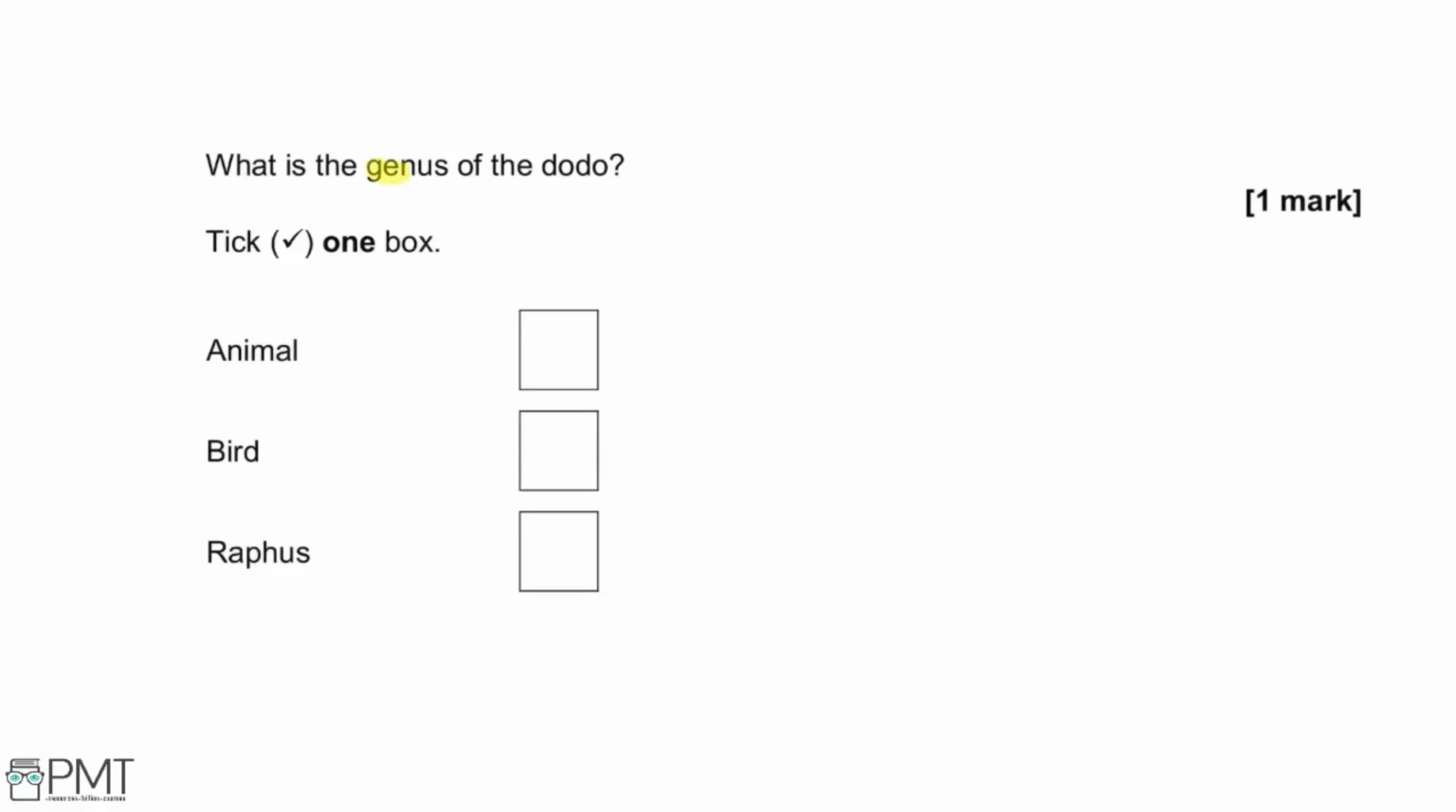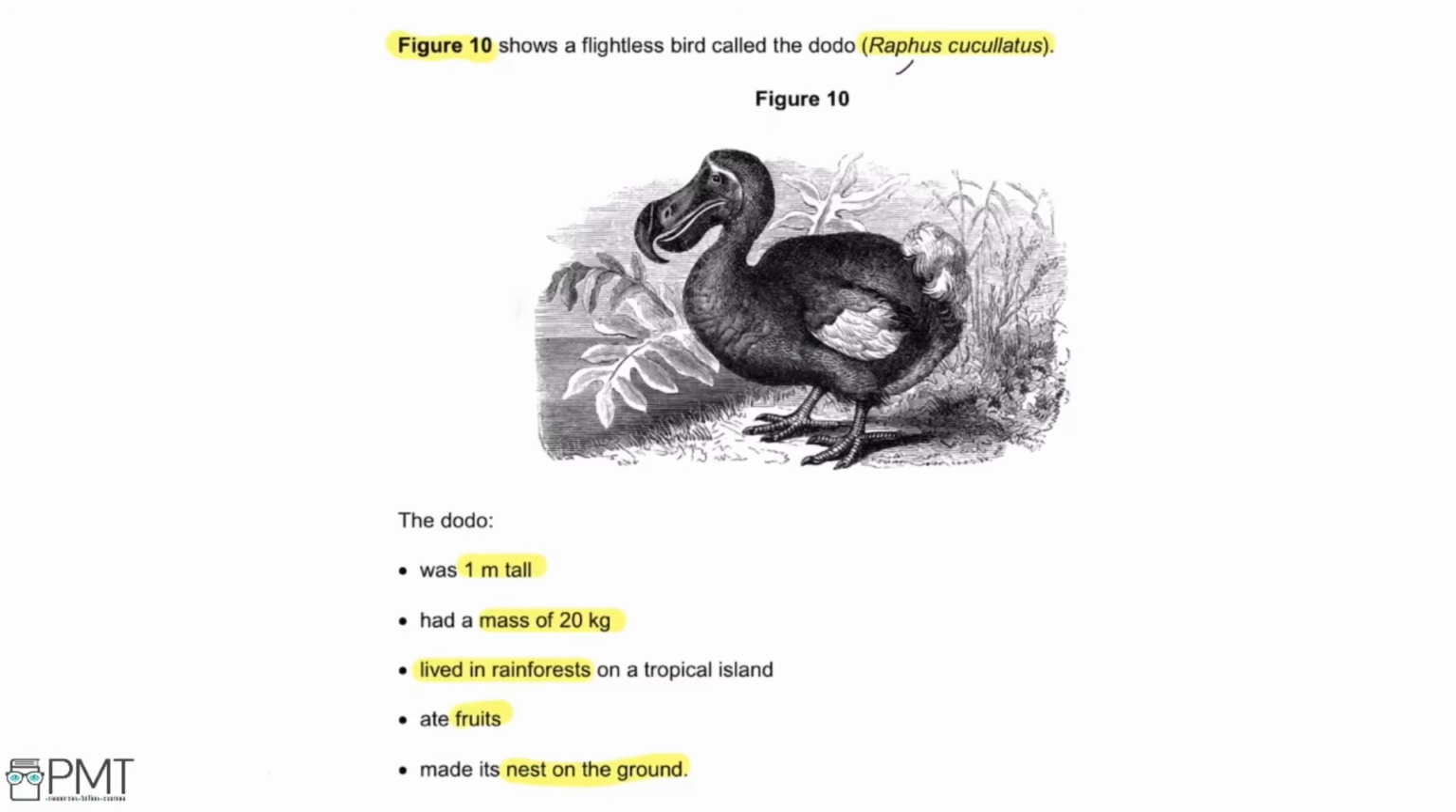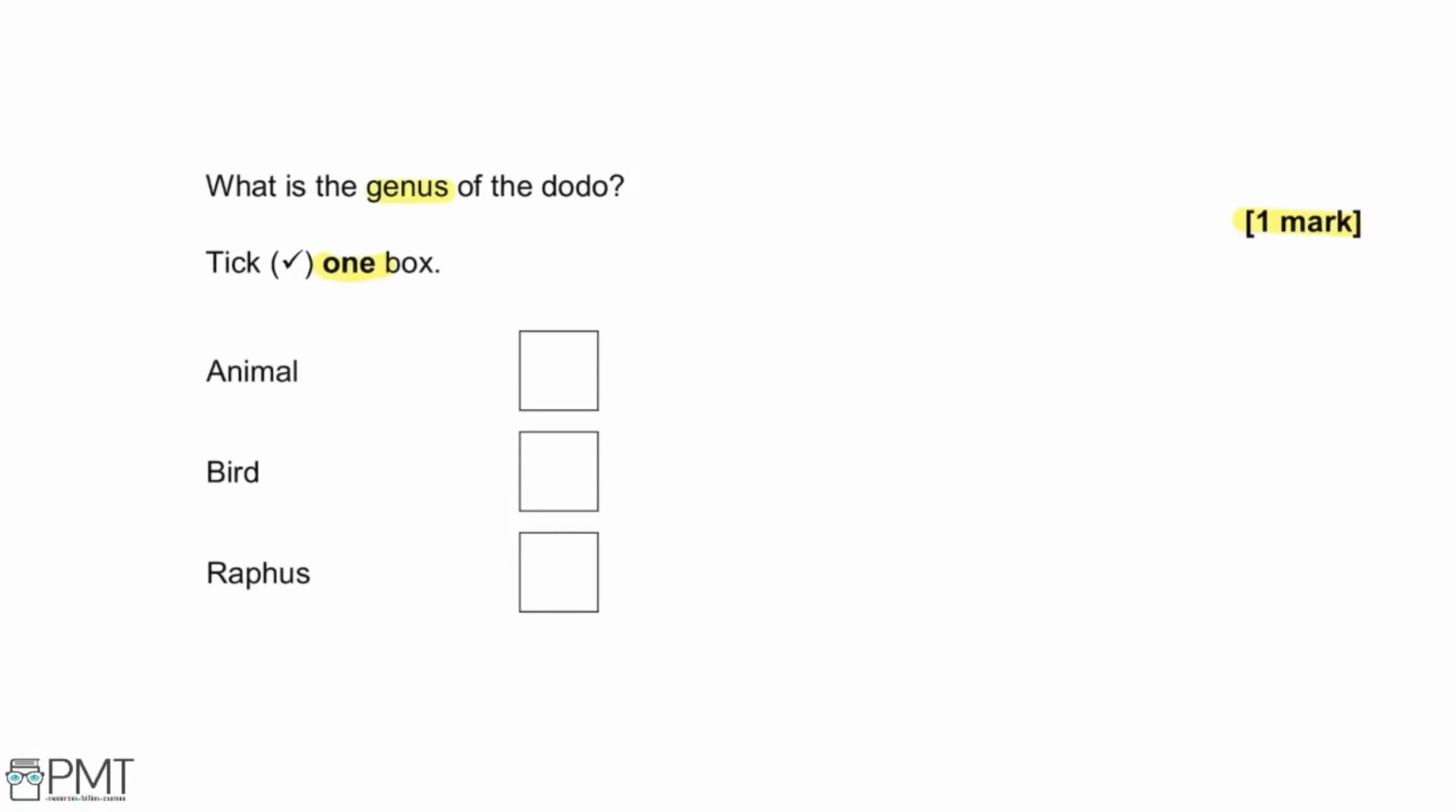What is the genus of the dodo? Tick 1 box, and this question is worth 1 mark. Looking at the previous page, we see the name of the dodo is Raphus cucullatus, and the first term in this is the genus and the second is the species. Therefore, the answer to our question is Raphus, and that is the last option in the multiple choice, so you tick that one.